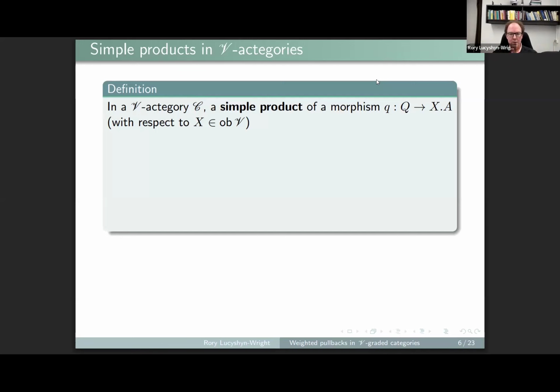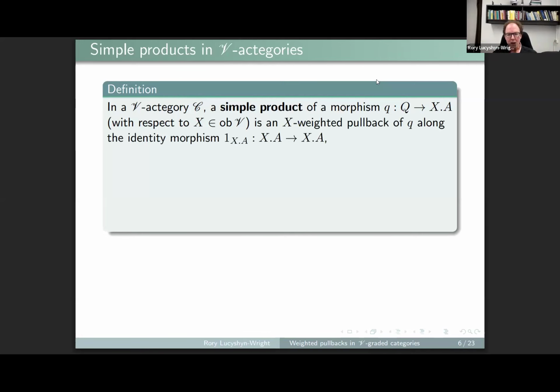And how are we going to define this? We'll define it as a special case of weighted pullbacks. This is an X-weighted pullback of q along the identity morphism. Normally pullbacks along identity morphisms, well, it's the same morphism. But here this is a weighted pullback, so we're involving the identity morphism, but we're taking an X-weighted pullback. So when we pull it back, we get something over A, actually.